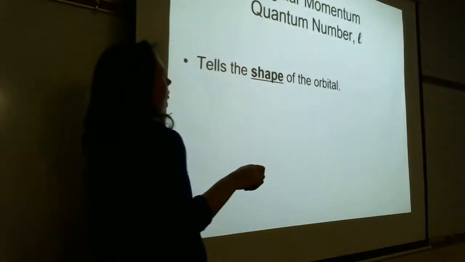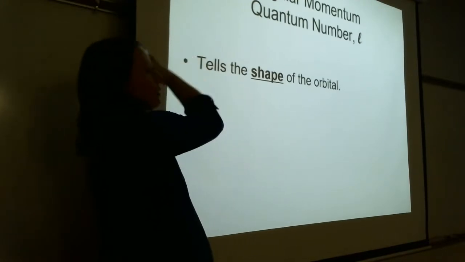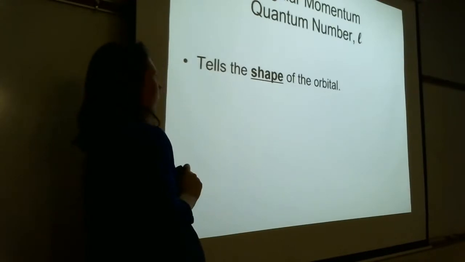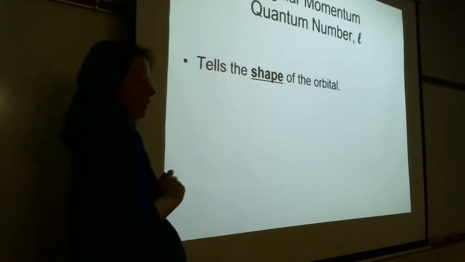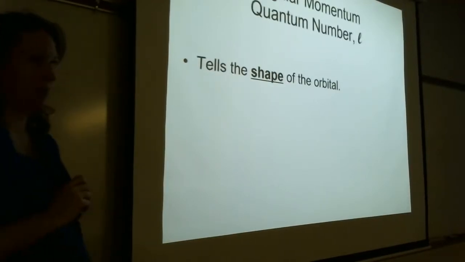Okay, I always put that in cursive just so that you don't think I'm drawing the number 1. That's why I put it in cursive. It's a lowercase l. Okay, I write in cursive to distinguish it from the number 1. This tells us the shape of the orbital. L tells us the shape.